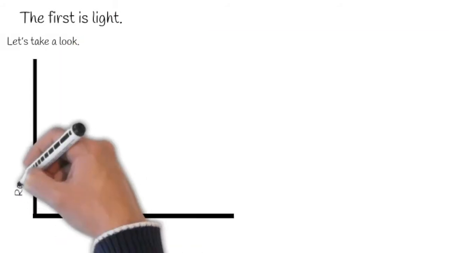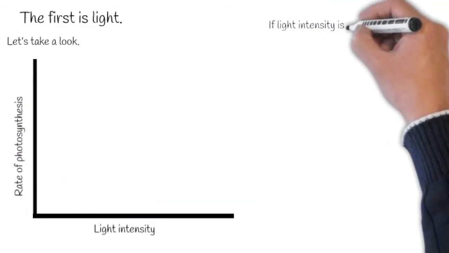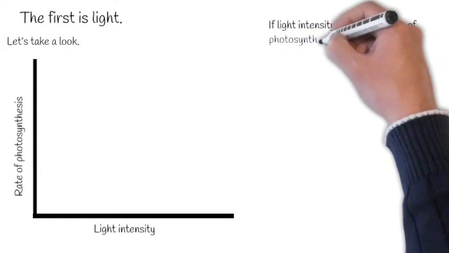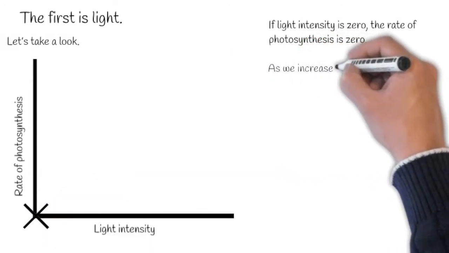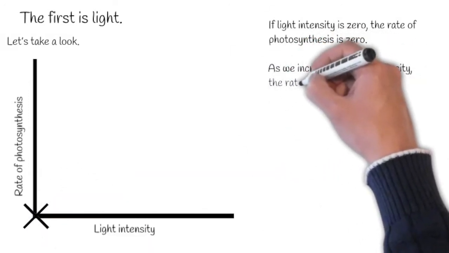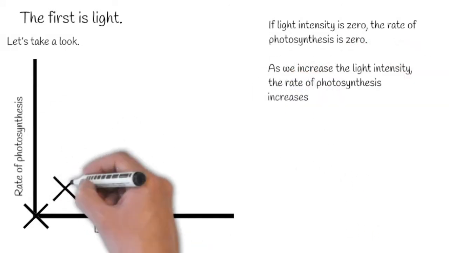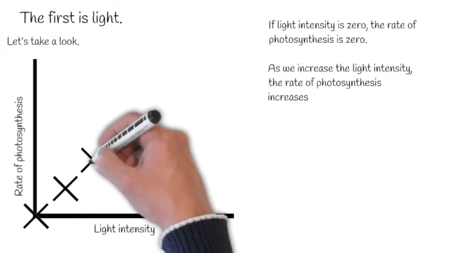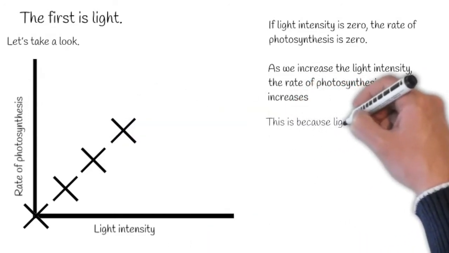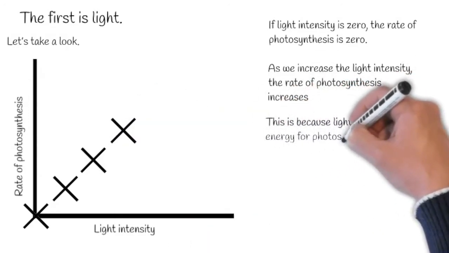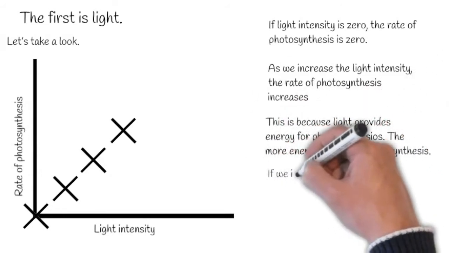Here I'm drawing a graph on how light intensity affects the rate of photosynthesis. If light intensity is 0, the rate of photosynthesis is always 0. Nothing is happening. As we increase the light intensity, the rate of photosynthesis also increases. We can see this with this graph here. This is because light provides energy for photosynthesis. The more energy, the more photosynthesis that can happen.